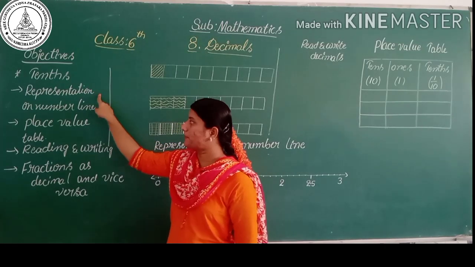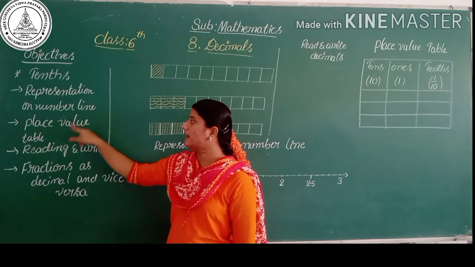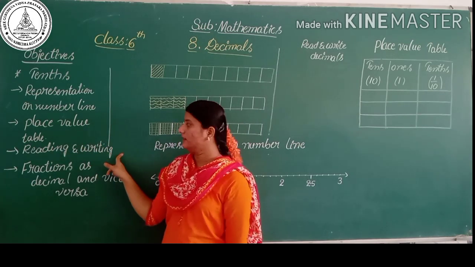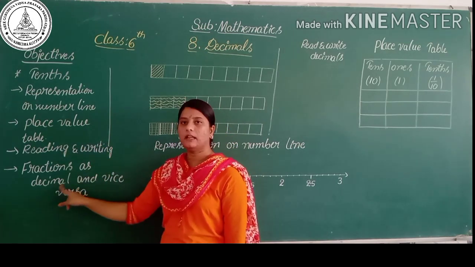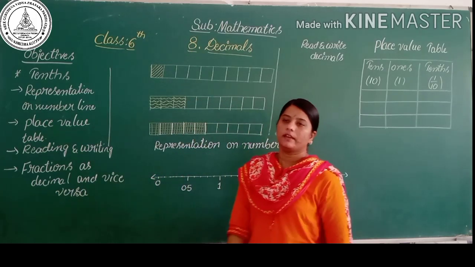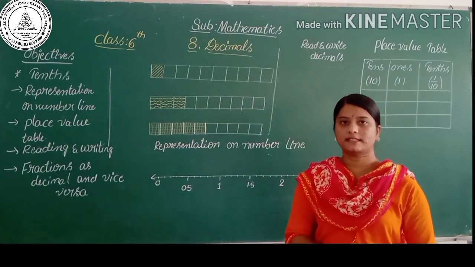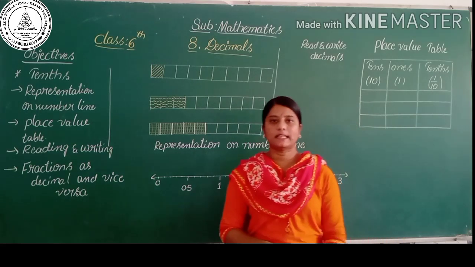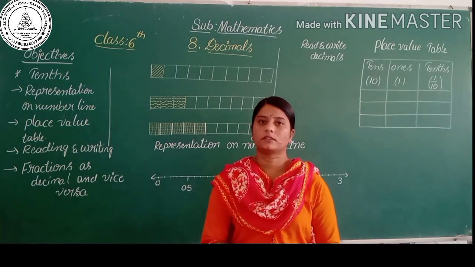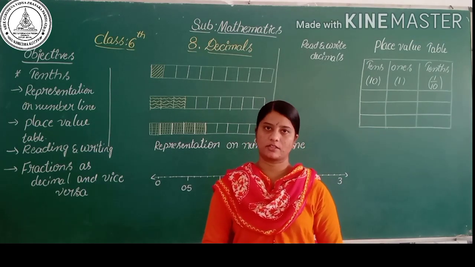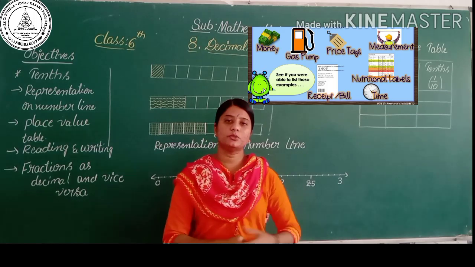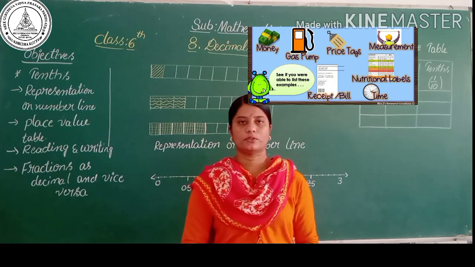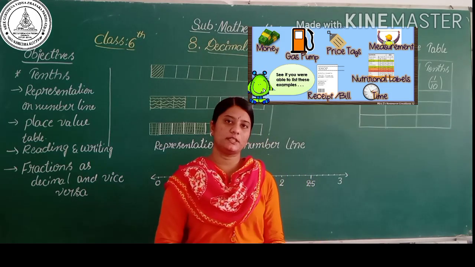In the tens, representation on a number line and decimals placed at the table, and reading and writing of decimals and fractions as decimal and vice versa. Okay, what you mean by the decimal is a fraction having the denominator 10, 100, 1000, or call it as decimal fractions, right? Then where we are using these decimals, so when we are telling the amount, we are using the decimals.